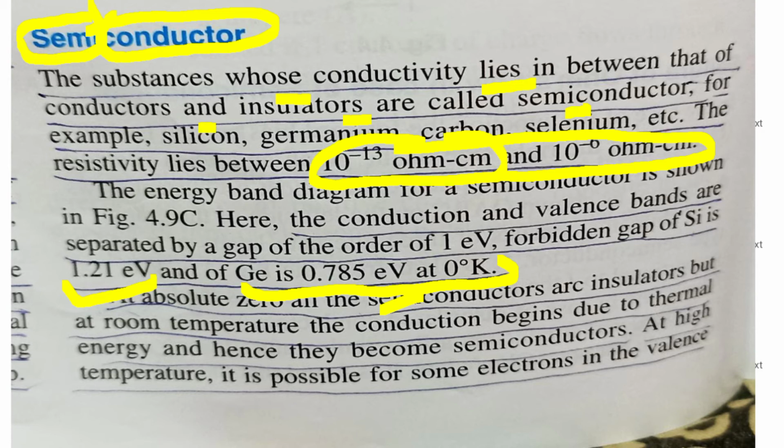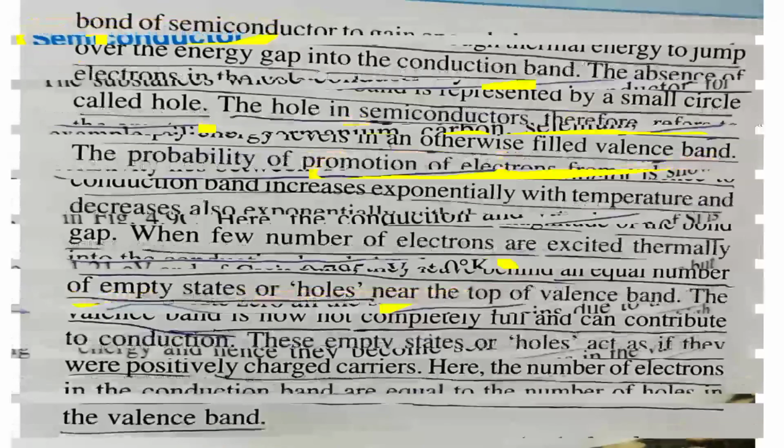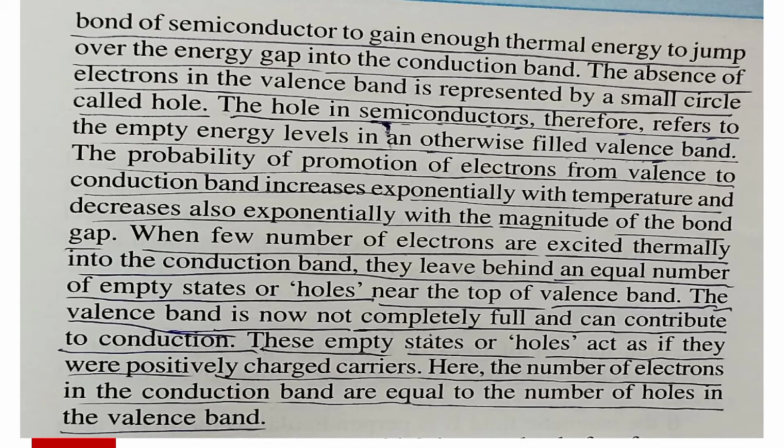It is possible for some electrons in the valence band of semiconductors to gain enough thermal energy to jump over the energy gap into the conduction band. The absence of an electron in the valence band is represented by a small circle called a hole. A hole in semiconductors refers to the empty energy levels in an otherwise filled valence band. The probability of promotion of electrons from the valence to the conduction band increases exponentially with temperature and decreases exponentially with the magnitude of the gap. They leave behind an equal number of empty states or holes near the top of the valence band.